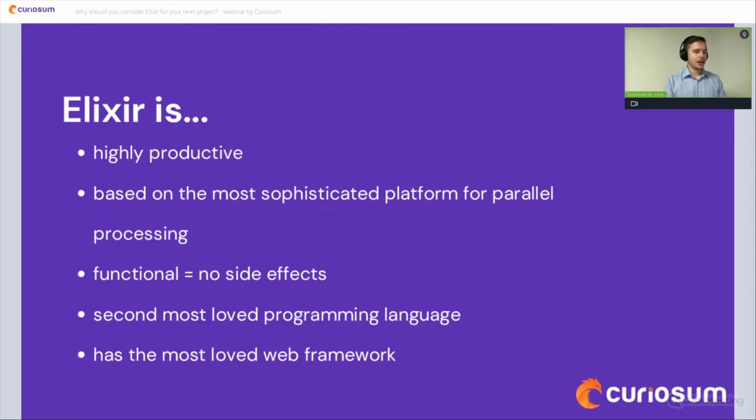So to sum up, Elixir is a highly productive language. It's based on the most sophisticated platform for parallel processing, and it's a functional language, which means basically there are no side effects of running the functions. And two of the very impressive things are that Elixir is the second most loved programming language, according to the Stack Overflow survey, and the Phoenix framework, which you can use to build web applications, is the most loved web framework.